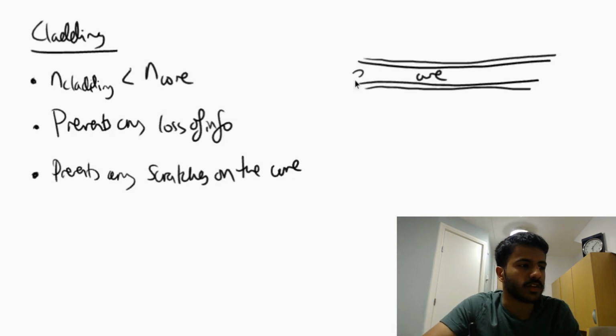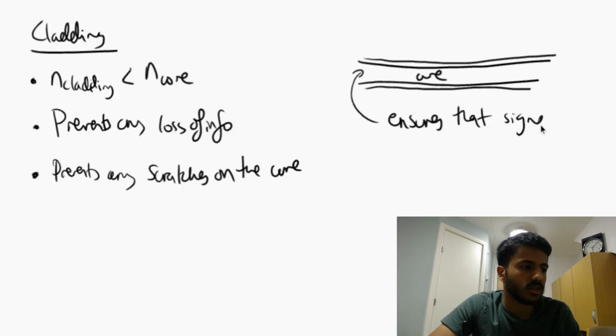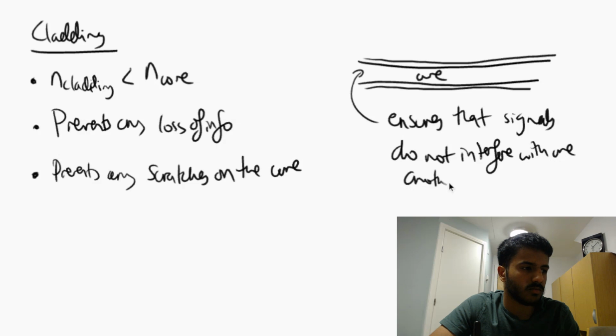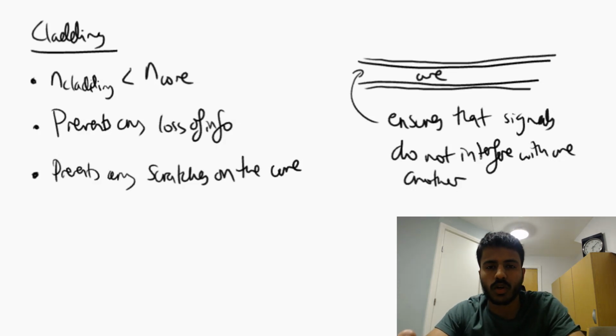We also want to use a very small diameter for our core, because this way it ensures that the signals do not interfere with one another. This is one of the most important and one of the key uses of knowing about reflection and refraction. This is something that we use in everyday life, such as in transmitting Wi-Fi and so many other signals. So it's good to know about this sort of property.